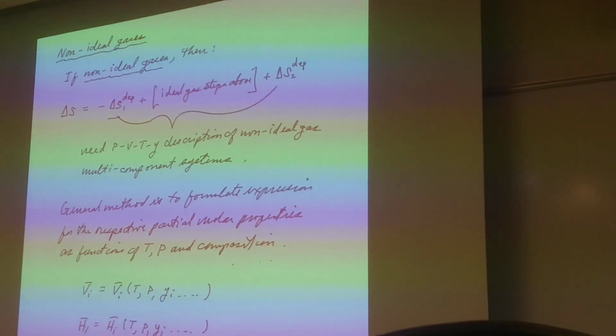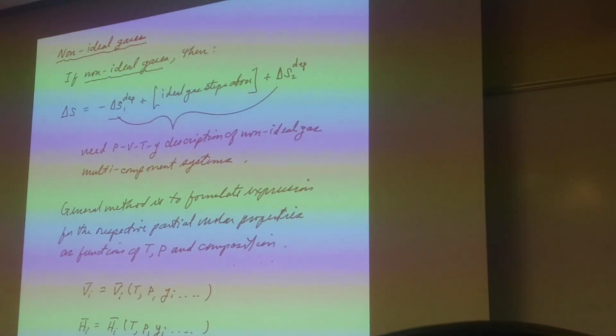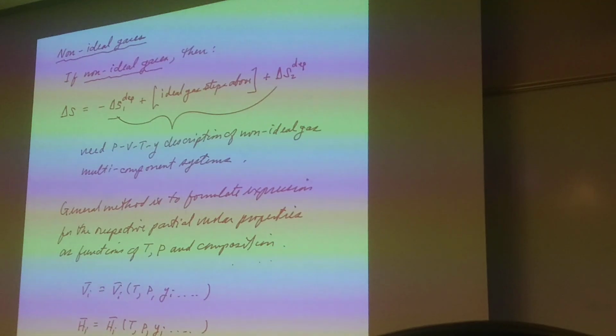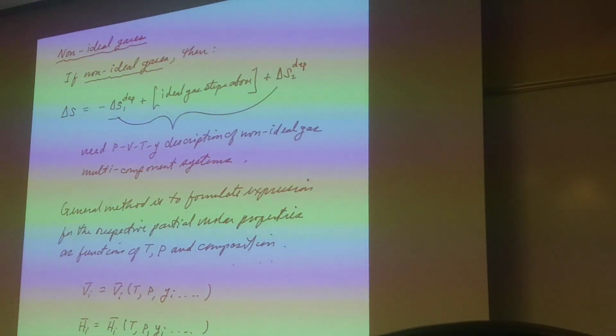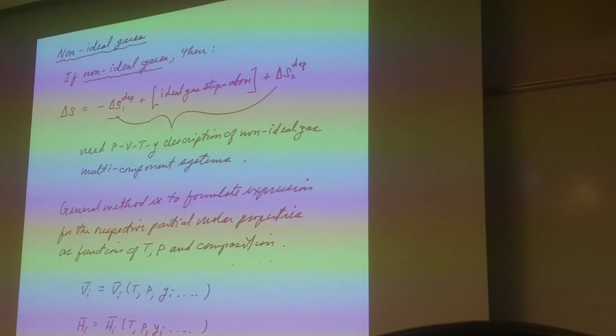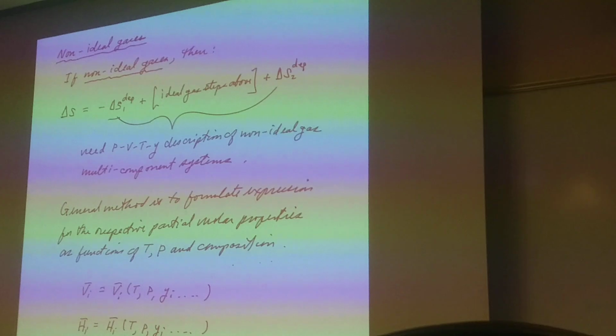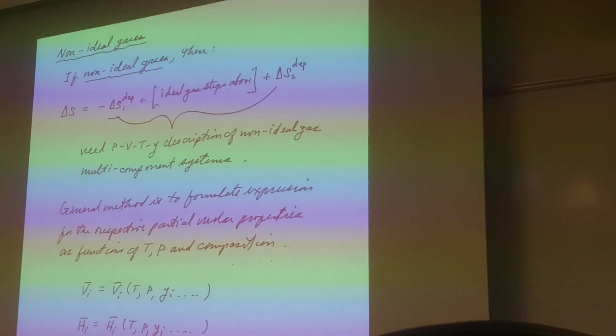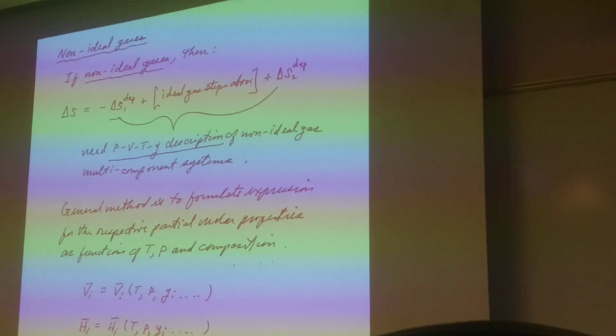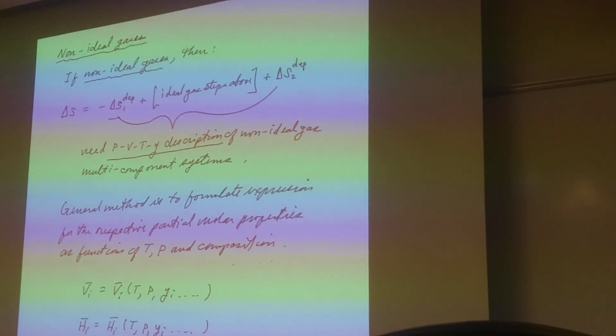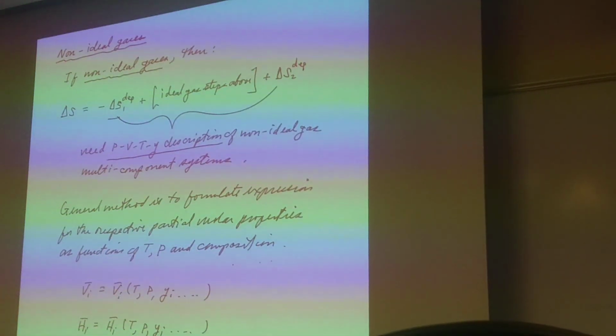Then we carry out whatever steps we need to do the mixing, demixing, whatever it is, in the ideal gas state. And then we have to get ourselves out at the end, back to the real state, which may be multi-component. So at least you can see how that might work. But if we want to get these departure functions, what we need are PVT-Y descriptions of the non-ideal gas multi-component systems. Generally, we don't do it this way.